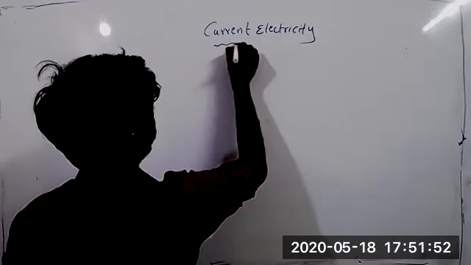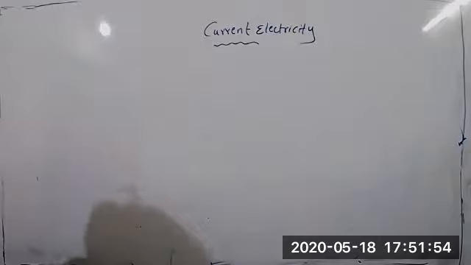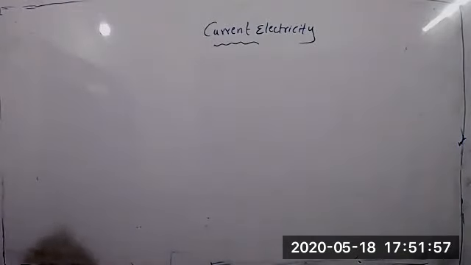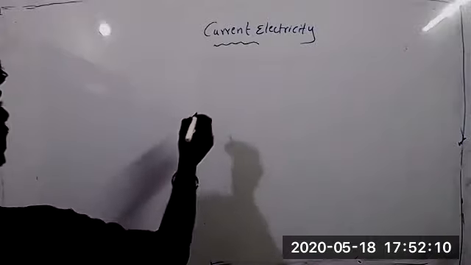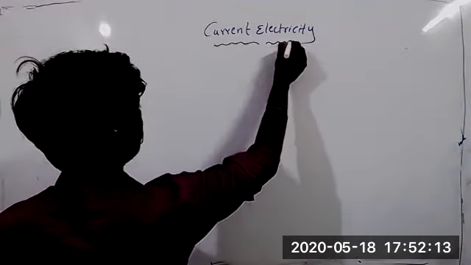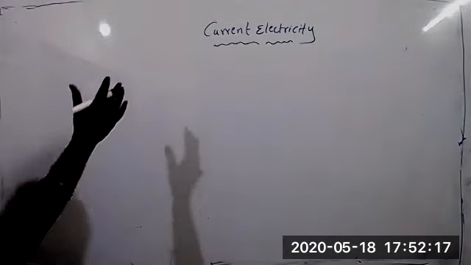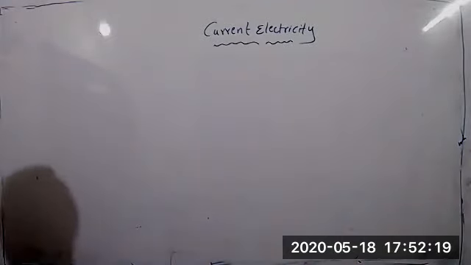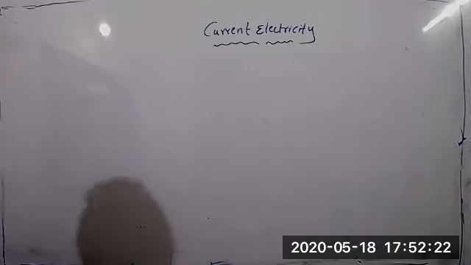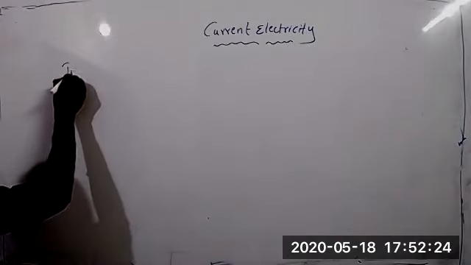Current electricity. Till now we have discussed static electricity, meaning when the charge is at rest, what will happen? It produces potential, it produces electric field, and how to calculate the electric field due to a single charge, everything we have discussed. Now our topic is current electricity, meaning electrodynamics, not electrostatics. Electrostatics we completed till now. Now we are going to start electrodynamics, nothing but flow of charges. Let's start with a small introduction.